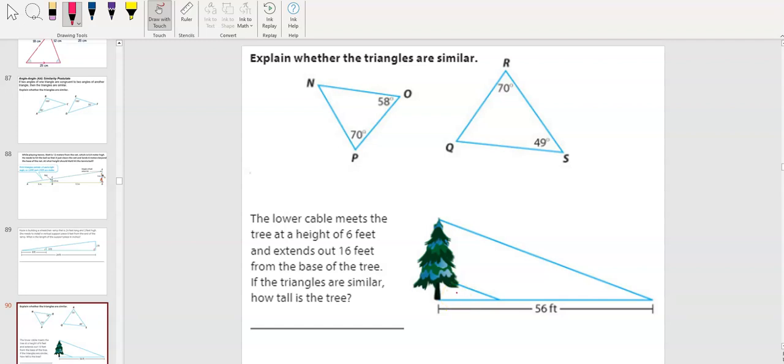So what it's basically saying is this lower cable here, it meets the tree up here at 6, and it extends out 16 feet. So I know that this is 6 and 16, but what I don't know is the height of the total tree. So see if you can use triangle similarity, if we assume the triangles are similar, to find the height of the tree. So pause, do these 2 problems, and then meet back up with me to see your answers.